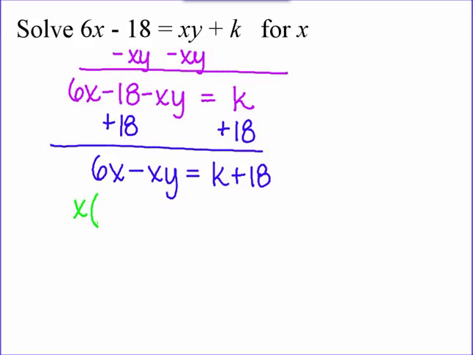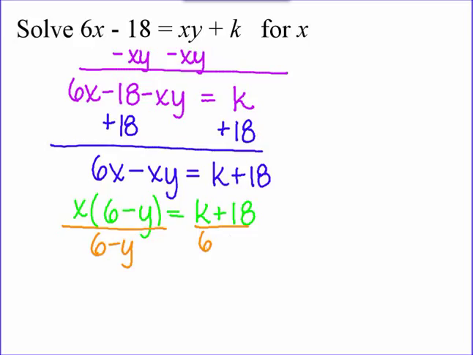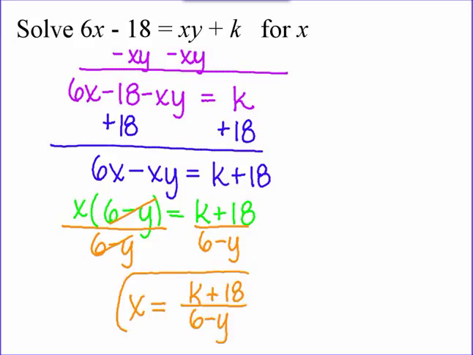So when I take the x away from 6x, 6 minus y. And that's going to equal k plus 18. My final step will be to go ahead and divide by the 6 minus y. And so when the 6 minus y's cancel, I end up having x equals k plus 18 over 6 minus y. Questions on that?